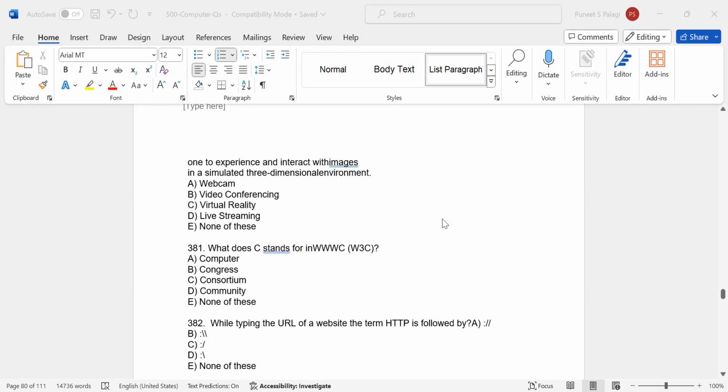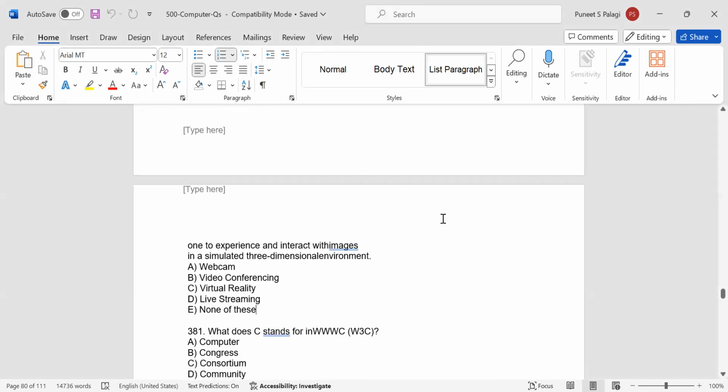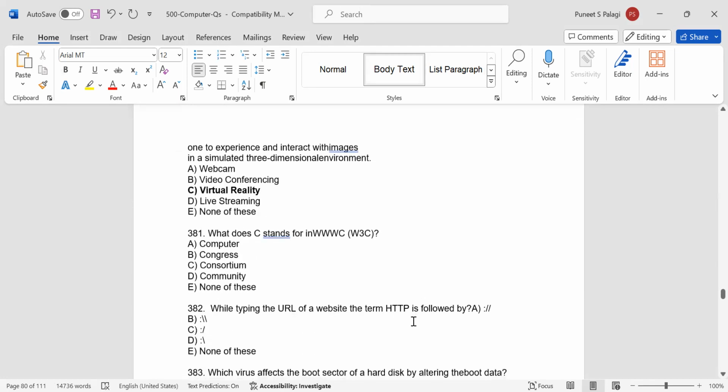So it is virtual reality. You might have seen the virtual reality machines or the software, how people wear them and interact with the images in a three-dimensional environment. That is a simulated environment.